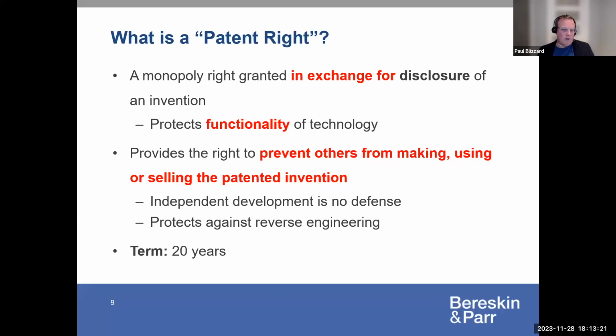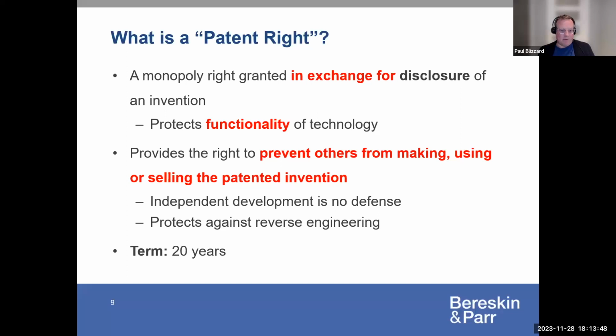Patents are one of the most important types of intellectual property protection. A patent right is the right to prevent others from making, using, or selling the patented invention. So whatever the subject of a particular patent application is, you're able to exclude people from doing that.